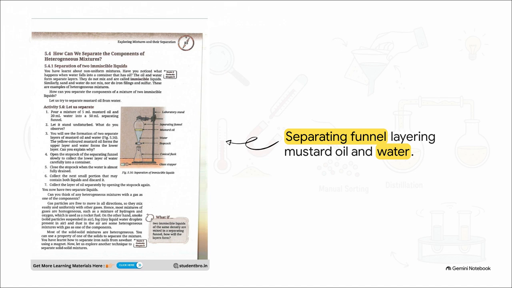What if the liquids don't mix at all, like oil and water? Chemists call these immiscible liquids. You literally just pop them into a separating funnel and rely on good old-fashioned physics, density. The water is heavier, so it sinks right to the bottom. The mustard oil forms a distinct yellow layer floating on top. To separate them, you just turn the little stopcock at the bottom, carefully drain the water out, and stop it just as the oil reaches the spout.